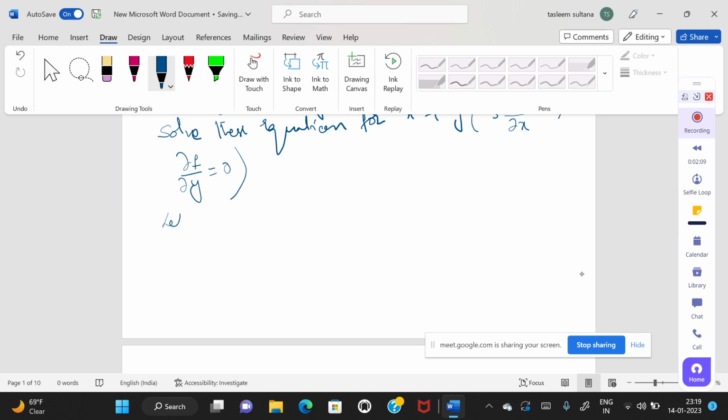Those values of x and y are known as your stationary values. Let's say they are in the form of a1 comma b1, a2 comma b2, and so on. These are the pairs of values, which we call stationary values also. After that, your second step will be to find l, m, n.